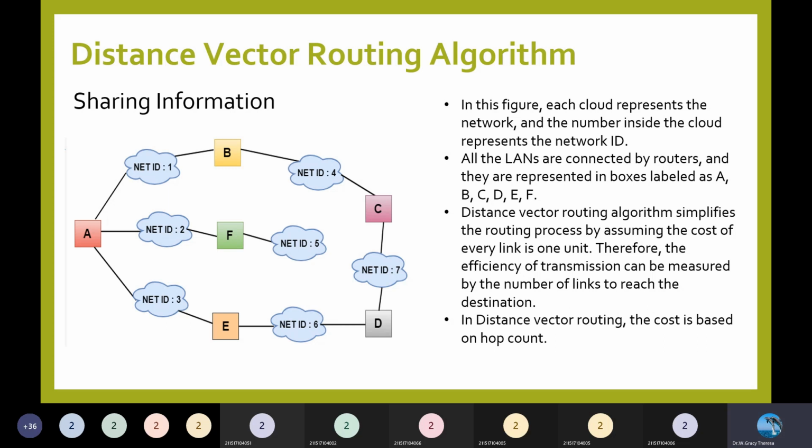The metric chosen is the cost between the source node A and the destination node C. This is the distance vector routing table, and it is based on the one hop count. Next, this is something about the sharing of information.